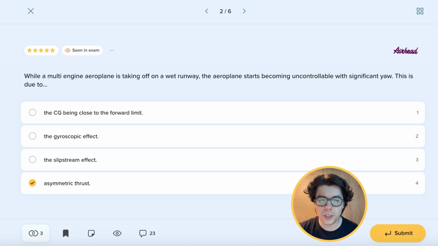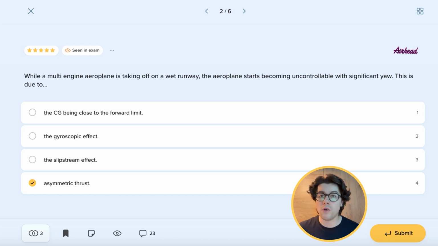And lastly, the CG being close to the forward limit. Actually, this forward limit CG, what it does, and we'll talk about it in a later question, is increase the stability of your aircraft. So actually, this will help you maintain the center line even in case of engine failure. Here, just a quick reminder about the critical engine. So remember that due to the P factor, the thrust is slightly offset from the center of the aircraft.